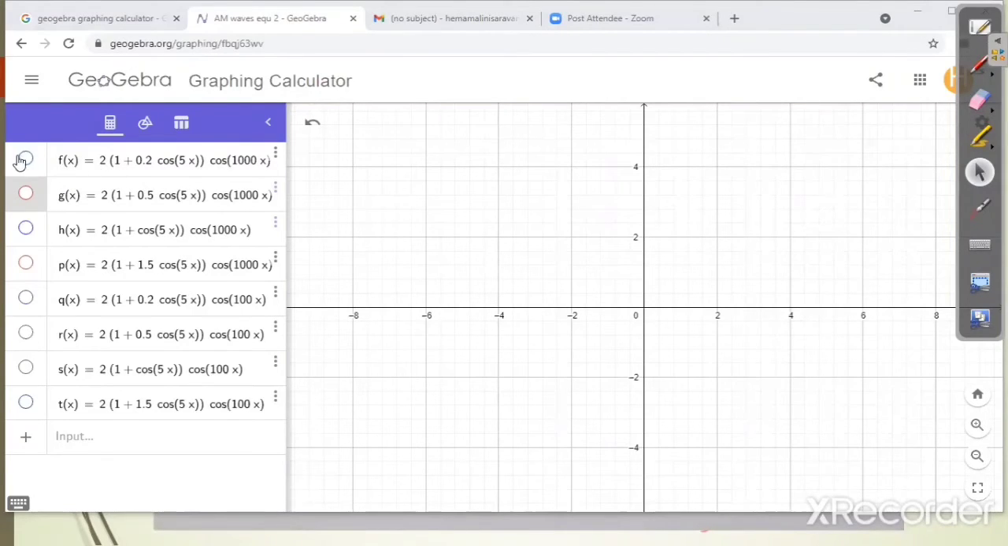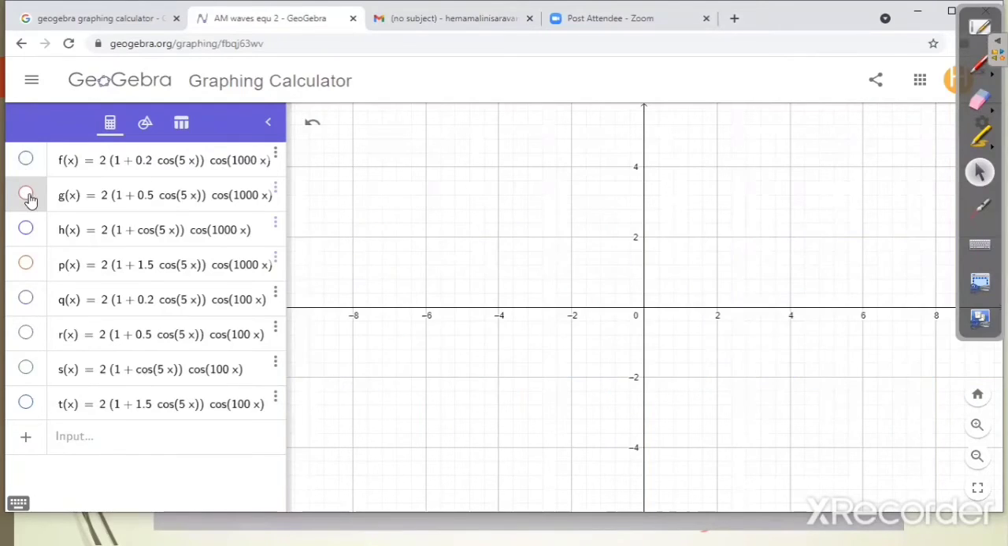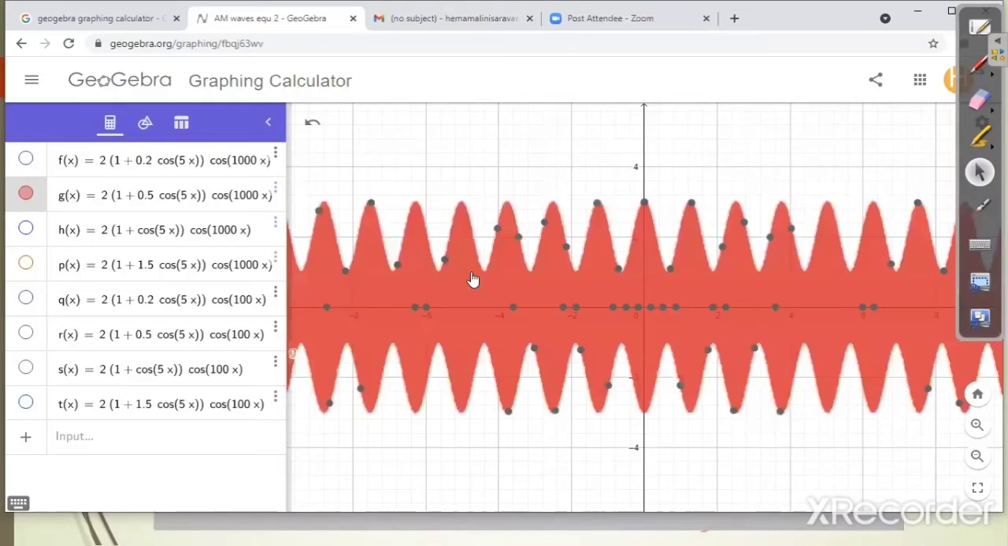First, we are going to see the AM equation when the modulation index is 0.2. It is an under-modulated signal. Here we can observe that when it is an under-modulated signal, the carrier envelope won't fall to the 0 level. Next, the AM modulated signal when the modulation index is 0.5. This is also an under-modulated signal. We can see a slight variation between the 0.2 and 0.5 modulation levels.